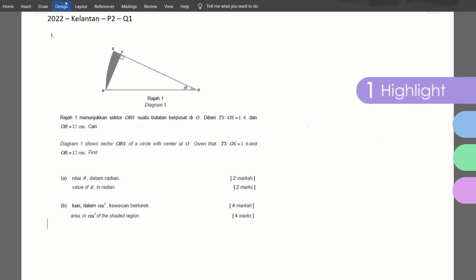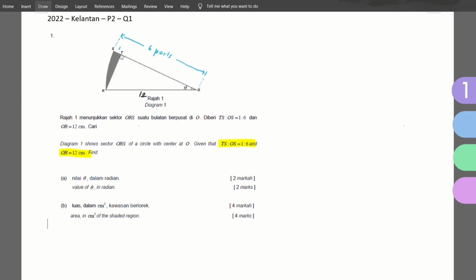So let's highlight some important parts, which are these two, and we're going to draw it into the diagram. Right, so here the ratio given to us is for OS, the whole line is 6 parts, but TS only covers 1 part, meaning OT covers 5 parts. And they're also giving us the radius, which is OR, which is 12 cm.